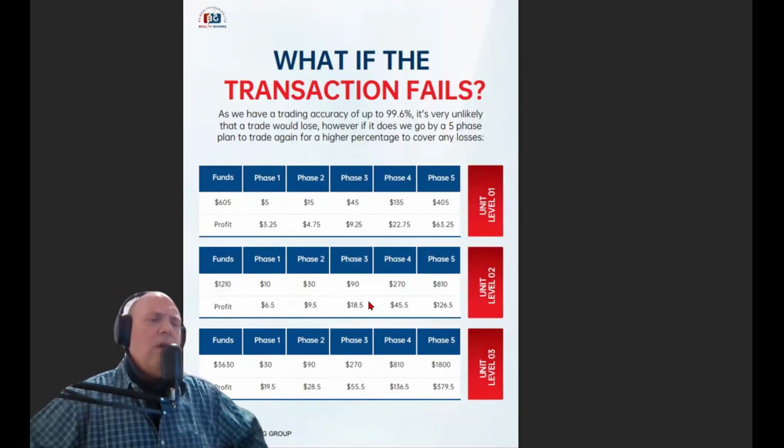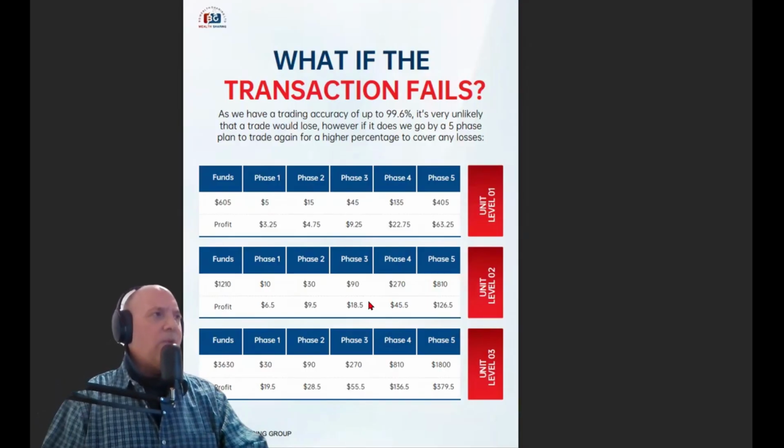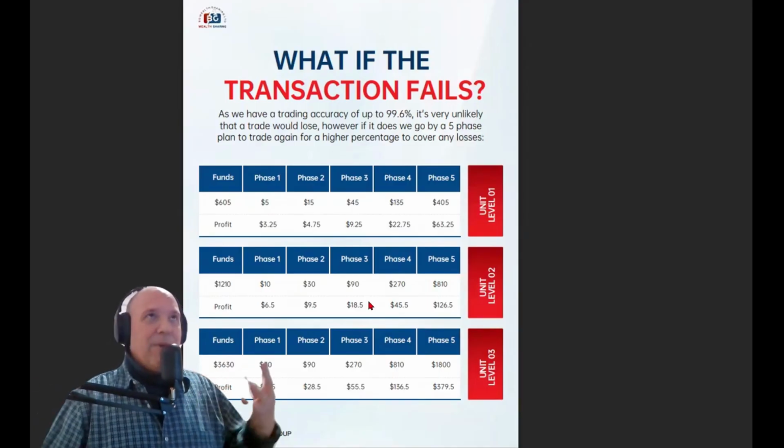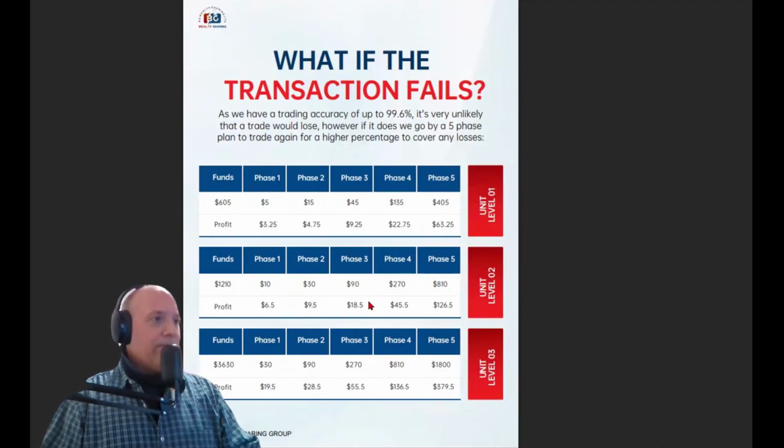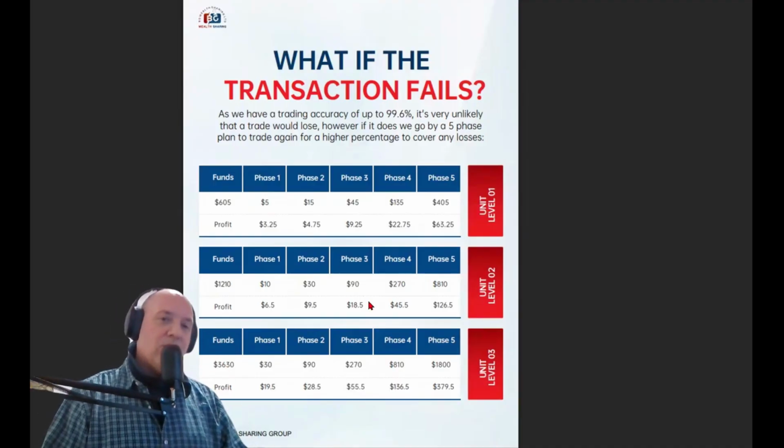You might say, well, they get a 90%, 99% average. Why is that? Well, they're really good traders. When I trade, I get about an 80% average, but these guys are really good. But what happens if the trade fails?